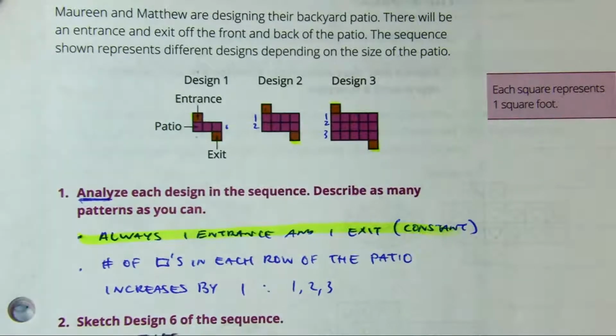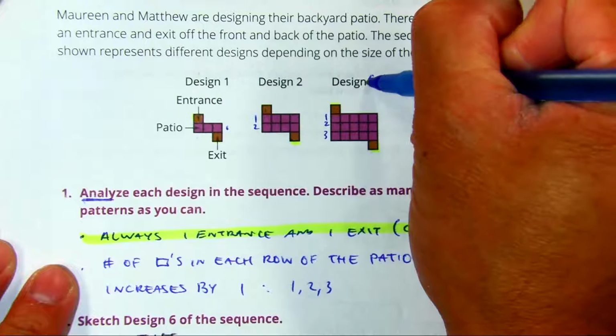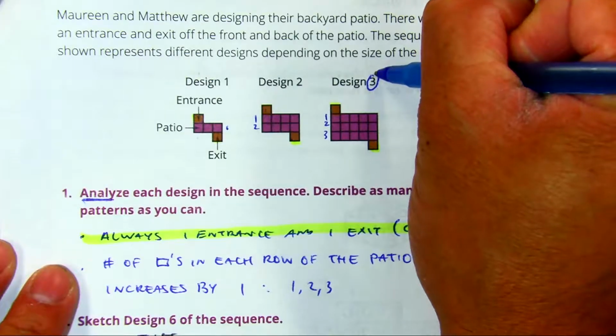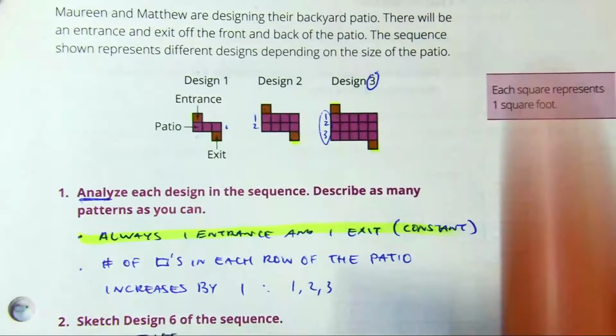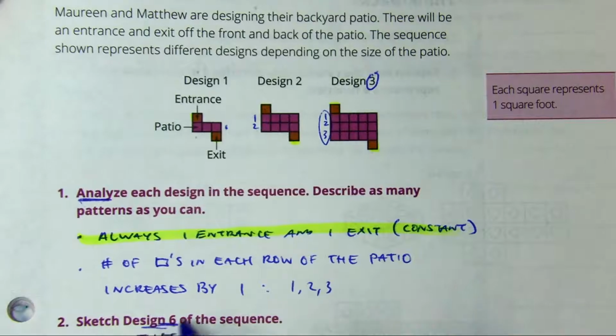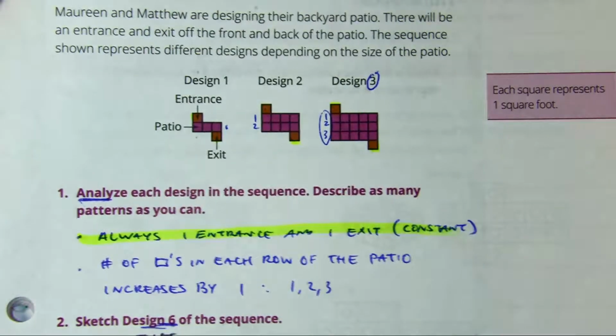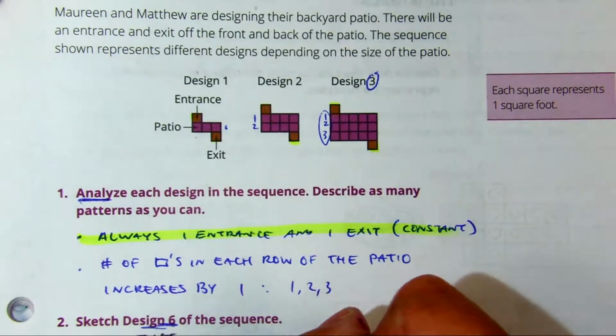Okay, here's the hard part. Sketch the design of sequence number 6. Okay, so in design 3, design number, right? And the number of rows. So we're on design number 6. So how many rows are you going to have? 6. So I'm going to need 6 rows. 1, 2, 3, 4, 5, 6.